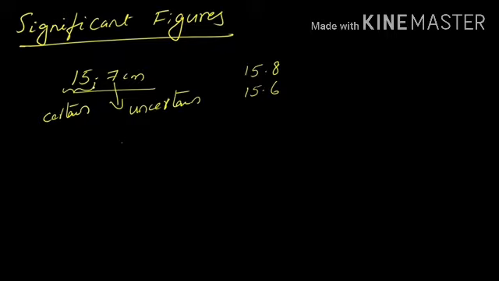The first measurement is 15.7. Look at the next measurement, 15.8. Again, 15 is a certain value, but 0.8 is the uncertainty in that measurement. With 15.6, 15 is the certain value, but 0.6 is the uncertain value.